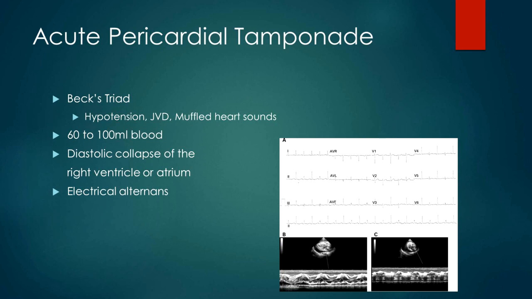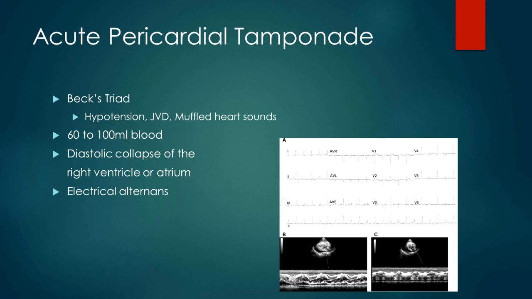Acute pericardial tamponade. Cardiac tamponade, again, Beck's triad: hypotension, JVD, muffled heart sounds. It doesn't take very much blood at all to cause this. It is all dependent on the rate of accumulation and not the amount of accumulation. If you rapidly get 50 to 60 mLs of blood into the pericardium and the heart can't adjust, you can get cardiac tamponade.